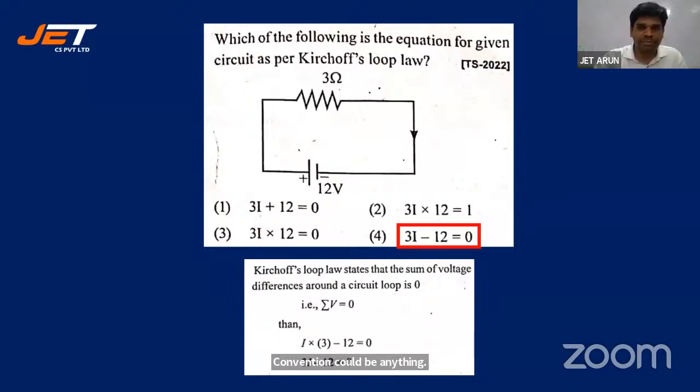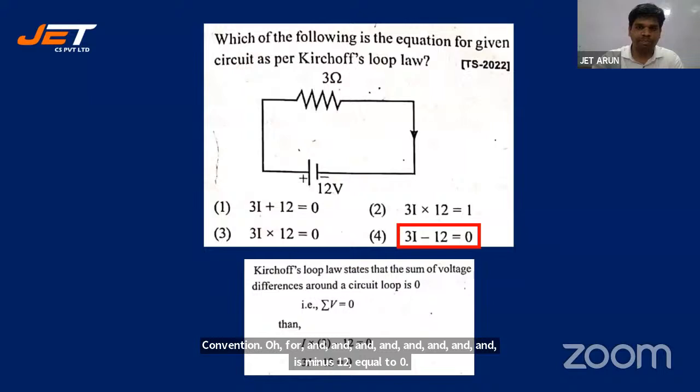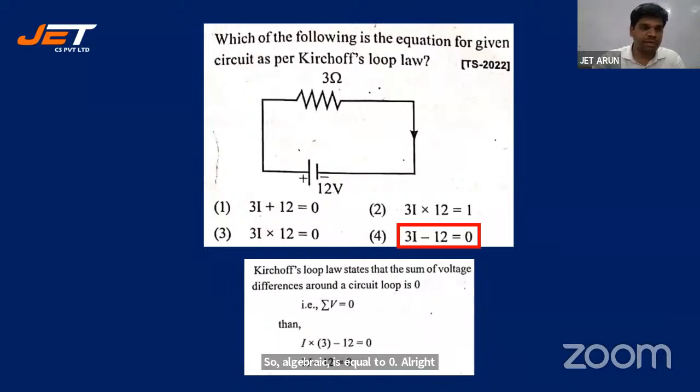It's an algebraic sum, students. All right, it's not just the sum. I cannot write 3i plus 12. It is 3i, the drop in potential, and the rise in potential, which is minus 12, equal to 0. So the algebraic sum is equal to 0. All right, clear? Sarvesh, is it clear? Your answer is absolutely right. 12 minus 3i equal to 0 is also right.